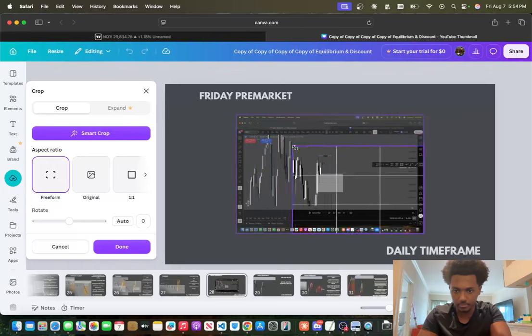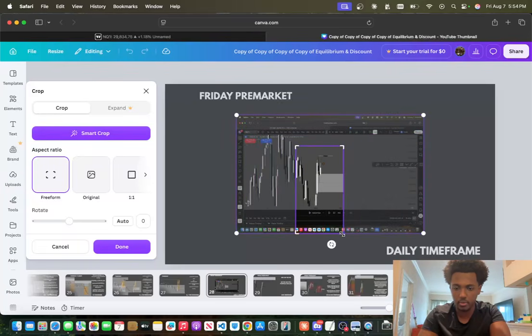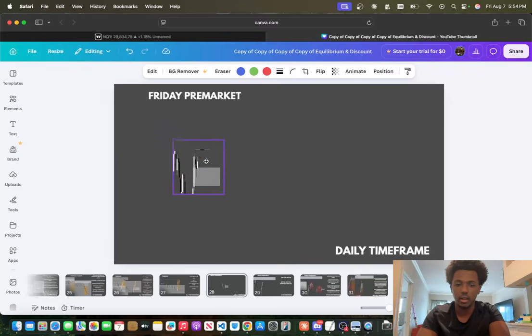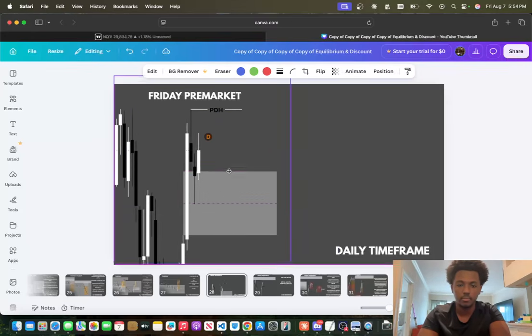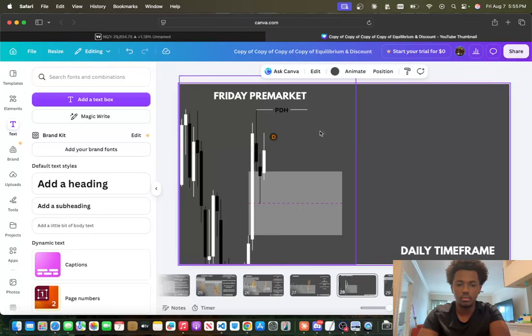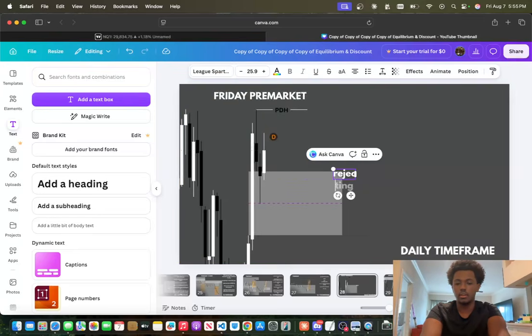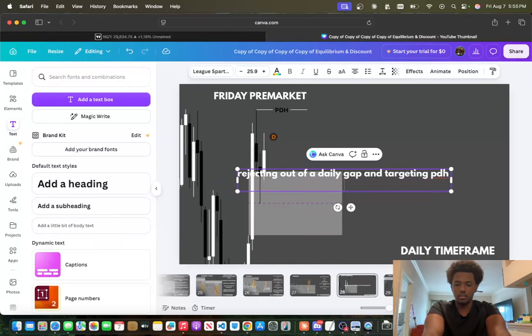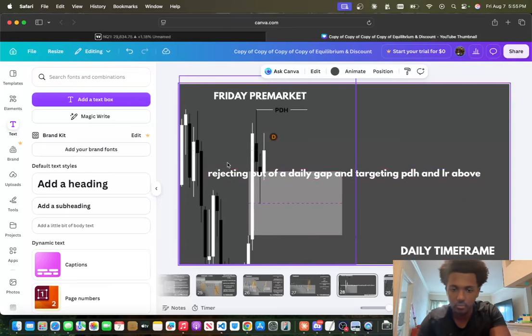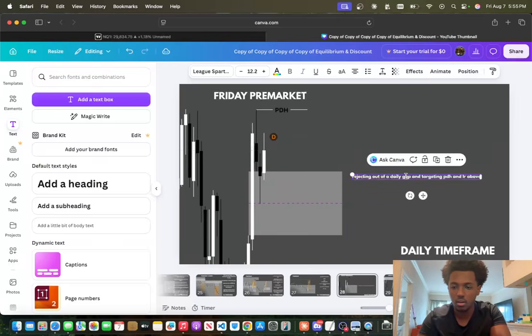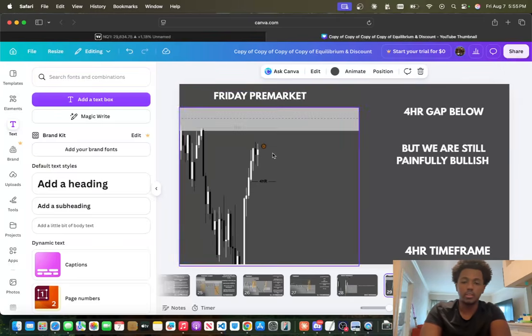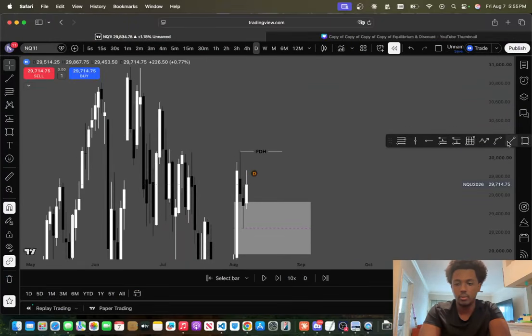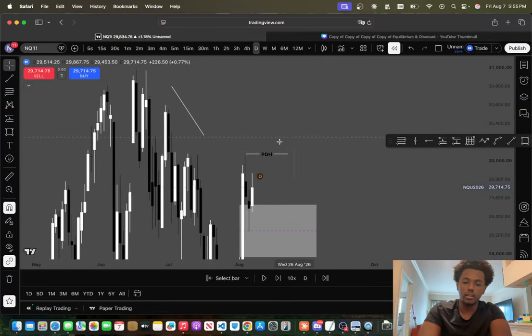On the daily, what are we doing? We are rejecting out of this daily gap and targeting the previous day high above. Pretty simple. Rejecting out of a daily gap and targeting previous day high and LR above. It's pretty simple on the daily. Not really gonna overdo it. We obviously know we have LR up here, and we're rejecting out of the daily.